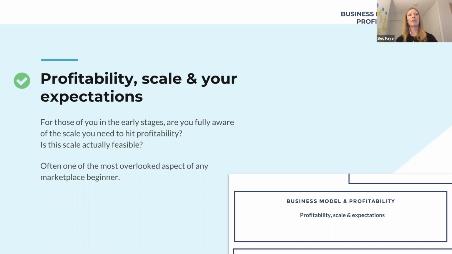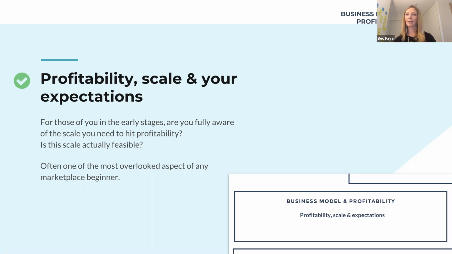Profitability, scale, and your expectations. This is particularly important, I think, for those of you who are in the early days, is really being realistic about, okay, so what kind of scale do you really need to get to actually be profitable? A lot of people can underestimate what's involved. So actually sitting down and doing the numbers and seeing what needs to happen in order to scale. We know platforms like Airbnb and Uber spend millions and millions of dollars in marketing and getting people onto their platform, and that's how they scale.